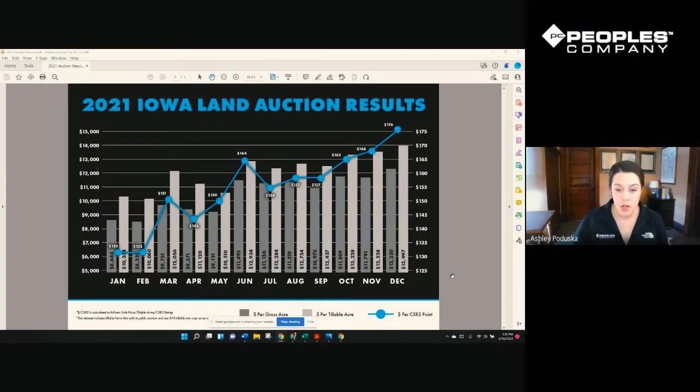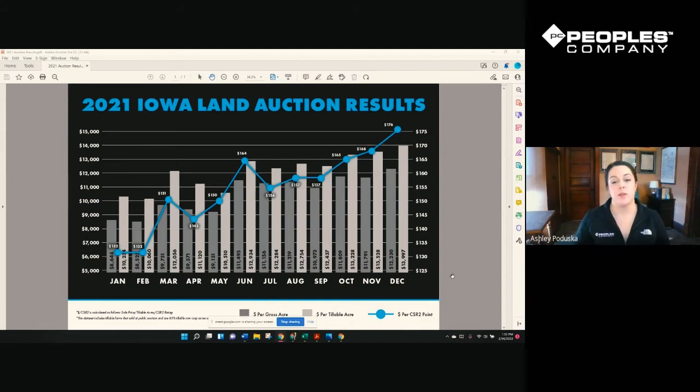To give us a starting point for what the land market's been doing, let's take a look at what the last year brought us. So the chart you see here is a month-by-month snapshot of the 2021 Iowa land auction results. The gray bar on the left represents the average dollar per gross acre that month. The light bar towards the right represents the average dollar per tillable acre, and the blue line represents the average dollar per CSR2 point.